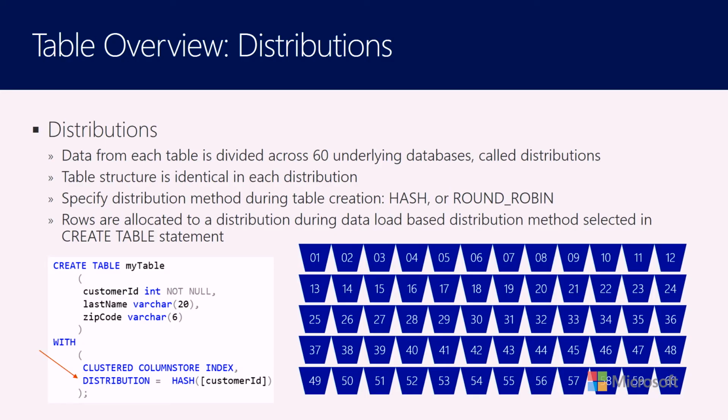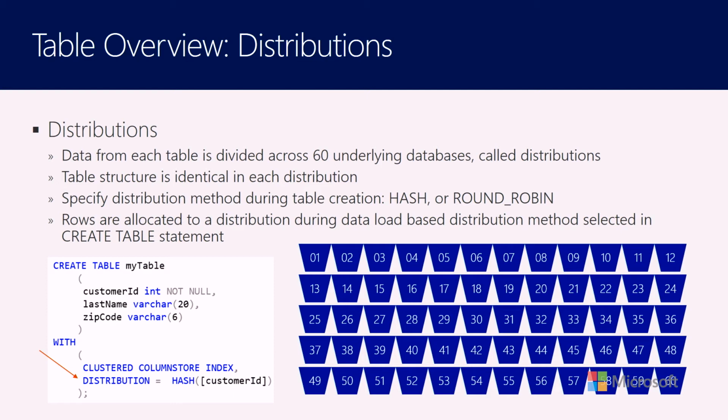So let's talk about how to visualize this. If you look at the diagram on the bottom right-hand corner of the screen, we have 60 buckets. And you can think of each of these buckets as one of your Azure SQL databases or distributions. When you create a table using the syntax on the left side of the screen, what we have there is a traditional create table statement with 3 columns defined with their data types.